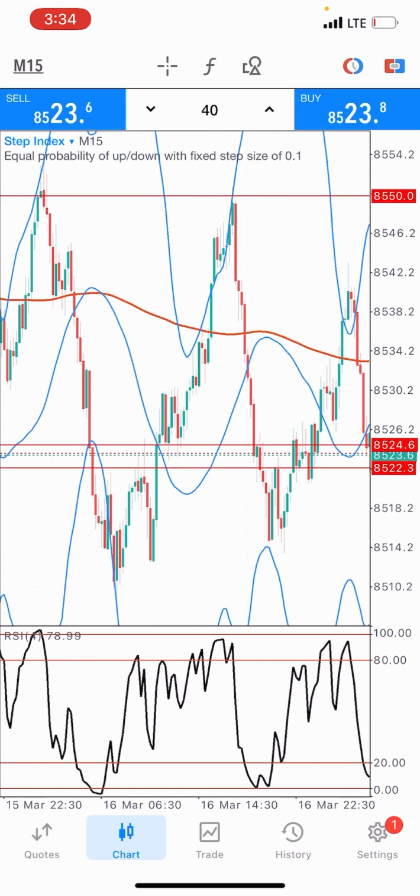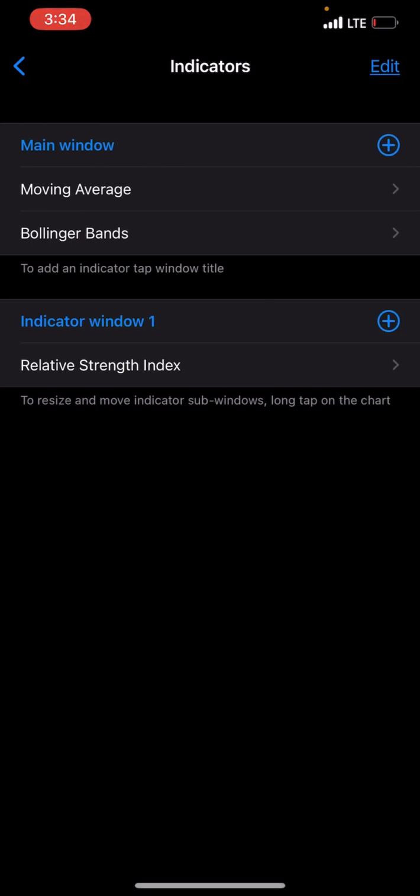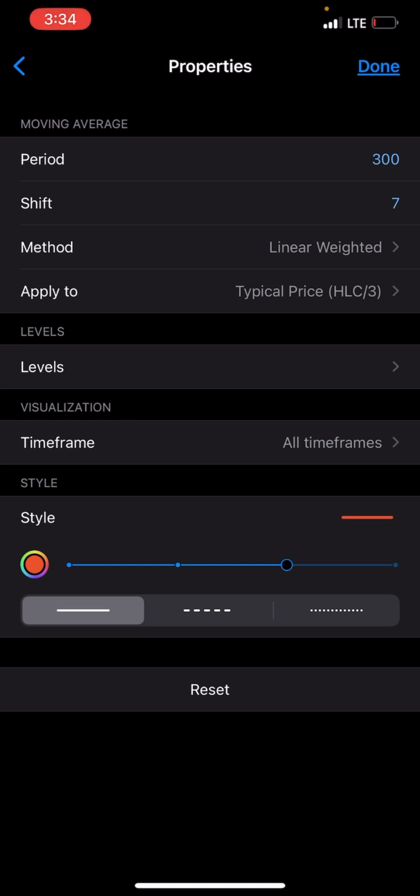So now let me show you guys the settings before I show you the last part, how to use the strategy properly. Okay, so we have 3 indicators. We have the moving average. The period is 300. The moving average tells you the market trend, if you're in a downtrend or you are in an uptrend.